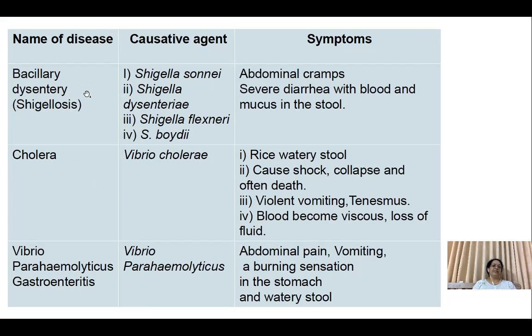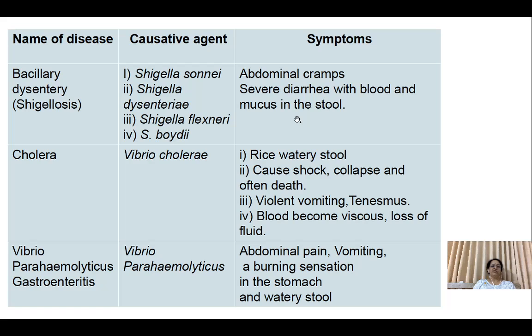Next disease is bacillary dysentery. It is also called shigellosis, and a variety of Shigella species are the causative agents of this bacillary dysentery. First one is Shigella sonnei, second one Shigella dysenteriae, third one Shigella flexneri or Shigella boydii. These are gram-negative, non-motile, rod-shaped microorganisms, because of which there are abdominal cramps in the patient with severe diarrhea.